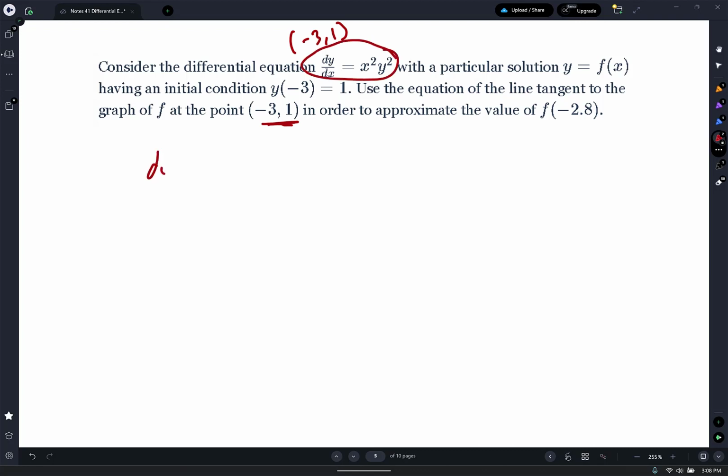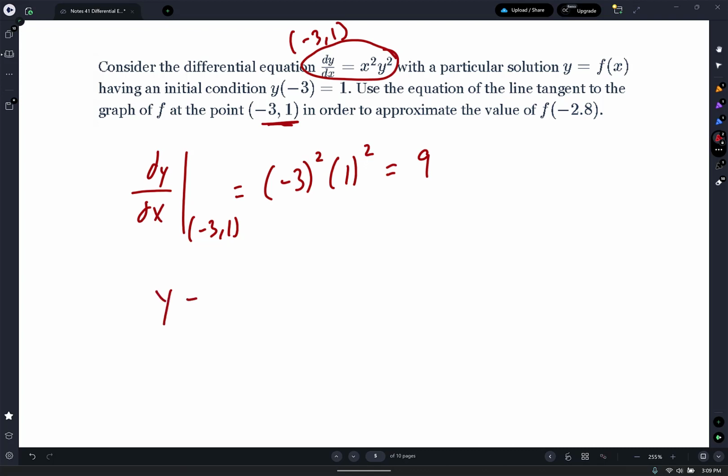Yes. dy/dx evaluated at (negative 3, 1) equals (negative 3) squared times (1) squared. Negative 3 squared is 9. 9 times 1 is 9. So this is a positive 9. Are we okay? That's my slope. Here's my point. y minus 1 equals slope times x minus a negative 3, so plus 3.